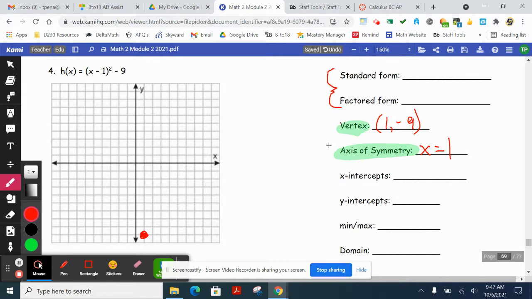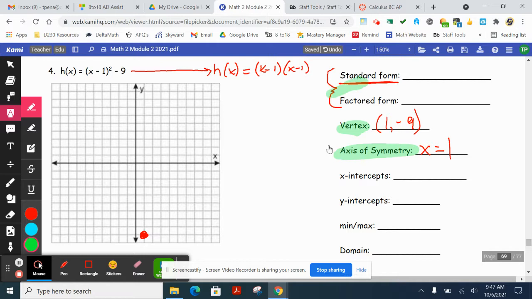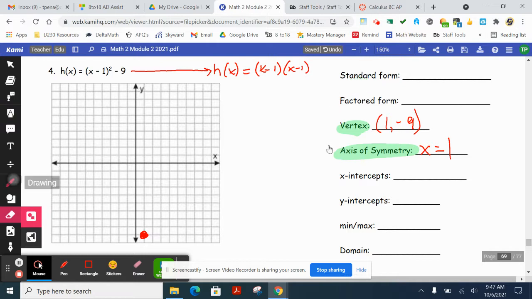All right. Standard form, again, is just you simplifying this. So we want to simplify this as much as we can. So let me do this over here. So I'm going to rewrite this as h of x equals, and then this x minus a 1 squared. I'm going to write x minus a 1 times x minus a 1. That's the whole x minus 1 getting squared. We'll just write it as 2 separate ones. But we've still got the little -9 hanging out in the back.